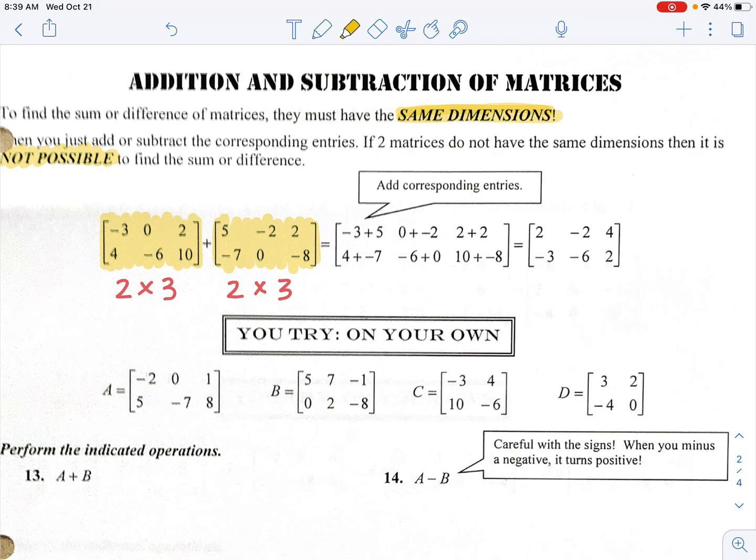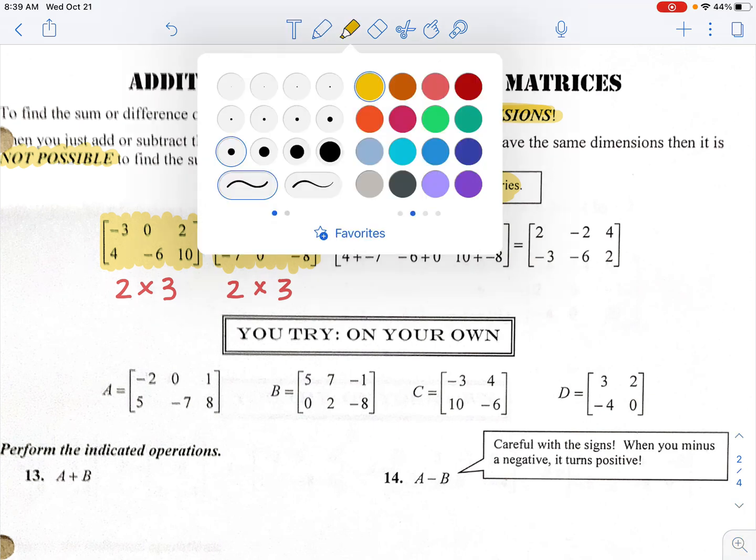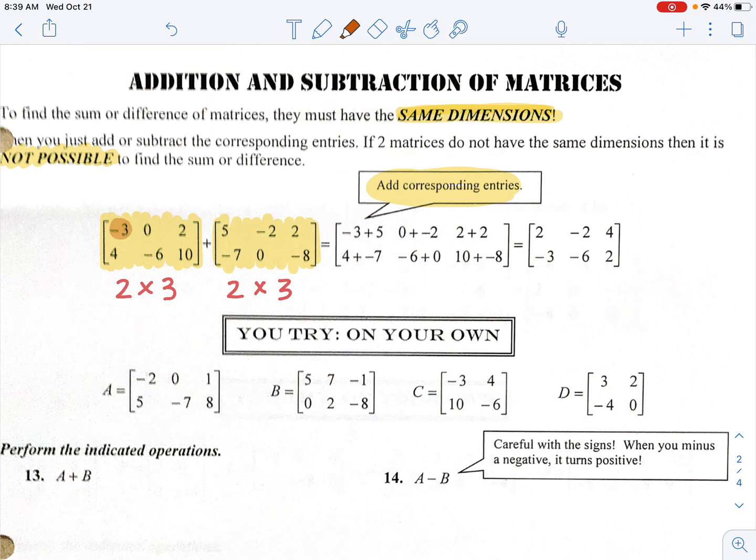So since they have the exact same dimensions, we can actually add them together. How you do this is you add the corresponding entries, which means you add the ones in the same spot. So first, the first row, first entry. I've got -3 and 5, so I'm going to add those. -3 plus 5 equals 2.